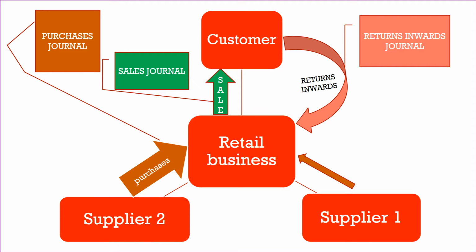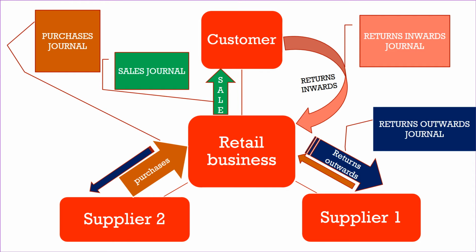The retail business will then reconsider whether to return these goods to the suppliers or maybe resell them at a lower price. If the business decides to return these defective goods to the suppliers, we call these returns outwards, and these are recorded in a returns outwards journal, a book in which only goods returned by the business to the suppliers are recorded.